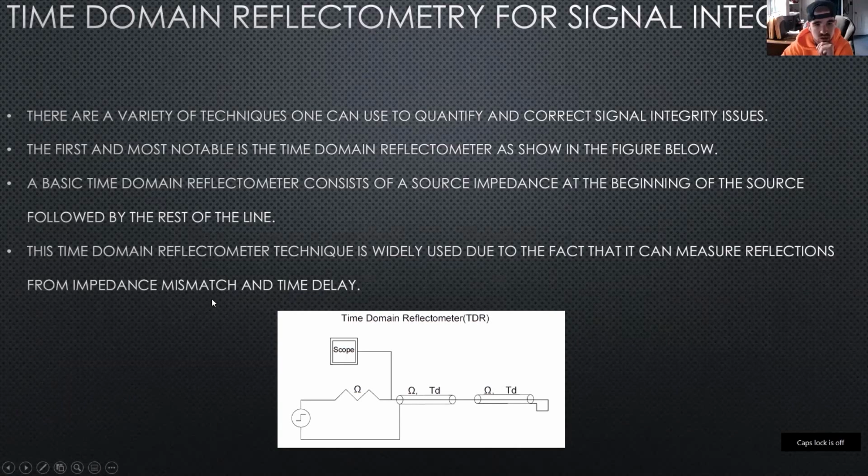The first and most notable is the time domain reflectometer as shown in the figure below. A basic time domain reflectometer consists of a source impedance at the beginning of the source followed by the rest of the line. The time domain reflectometer technique is widely used due to the fact that it can measure reflections from impedance mismatch and can also measure time delay.